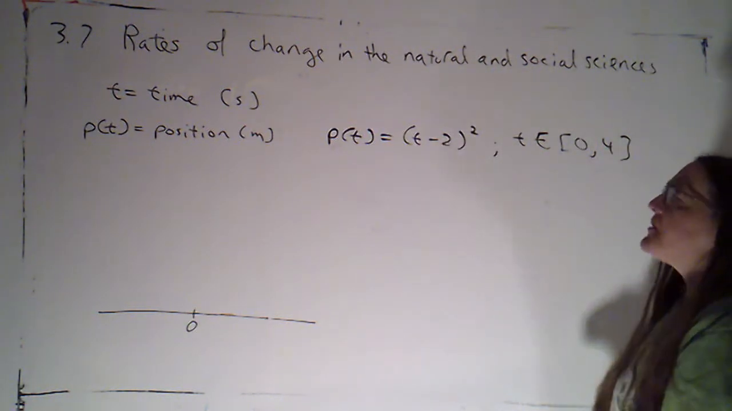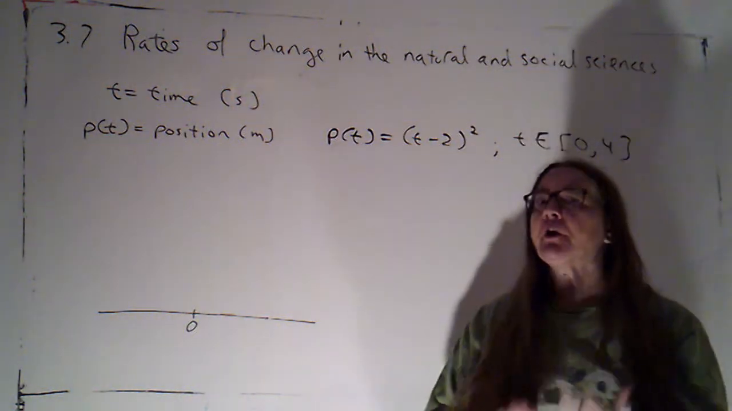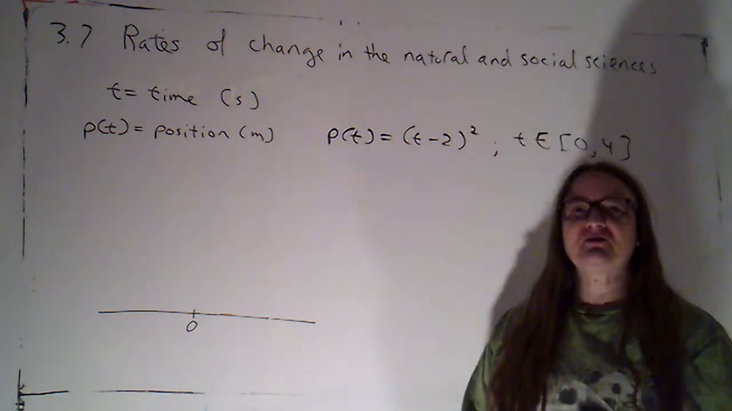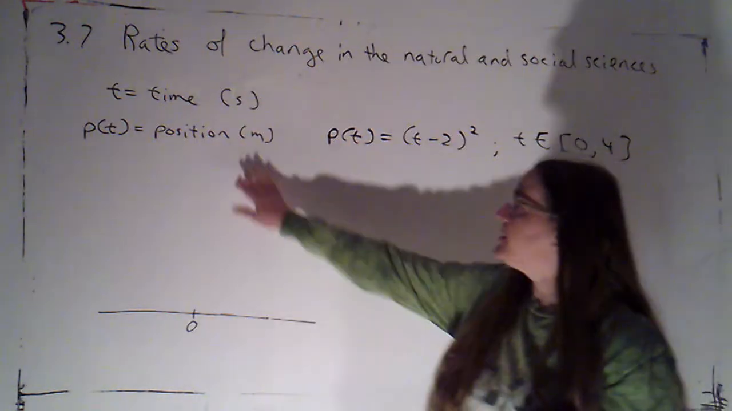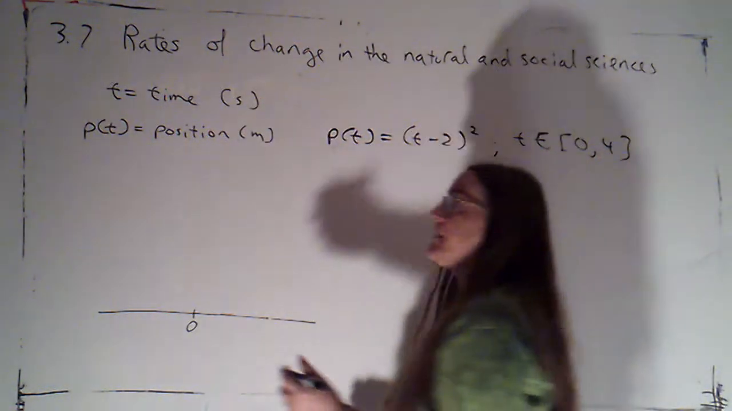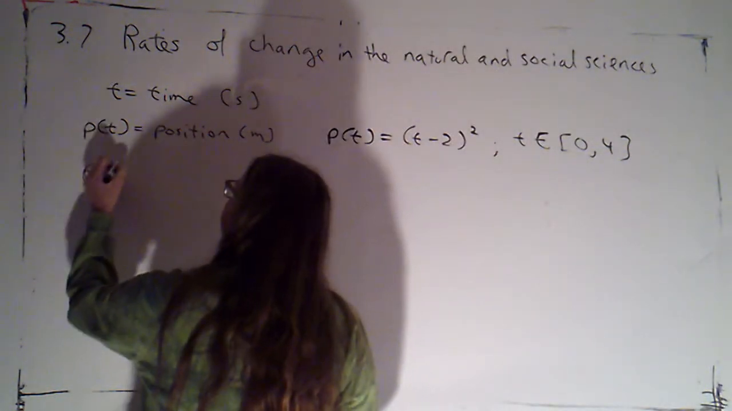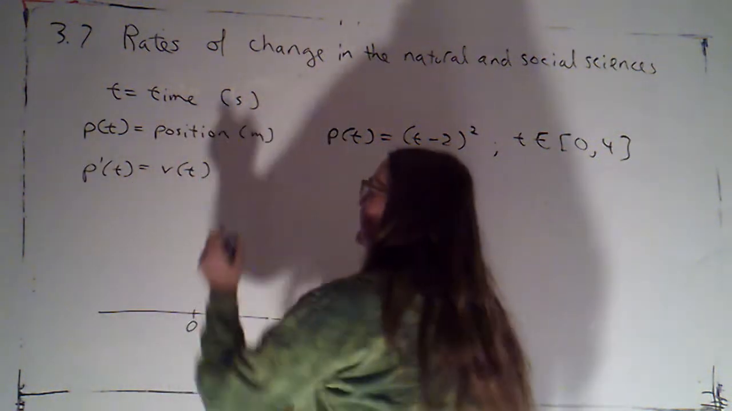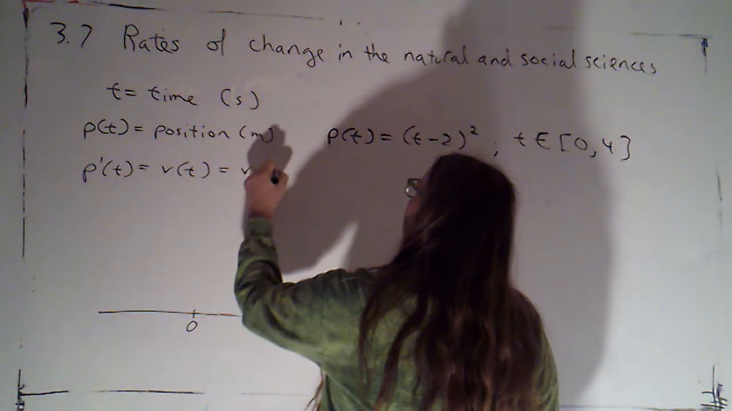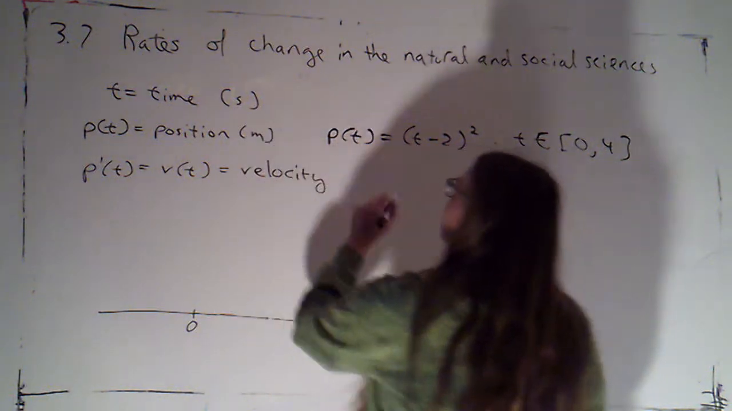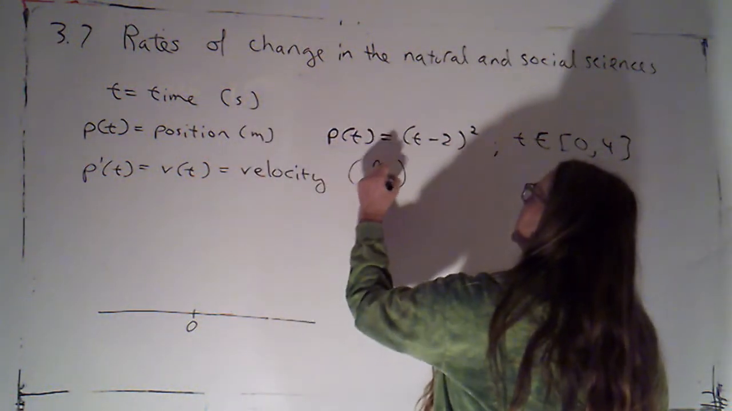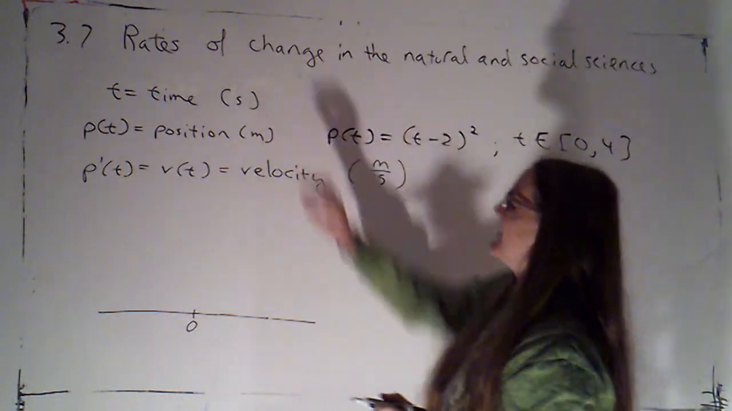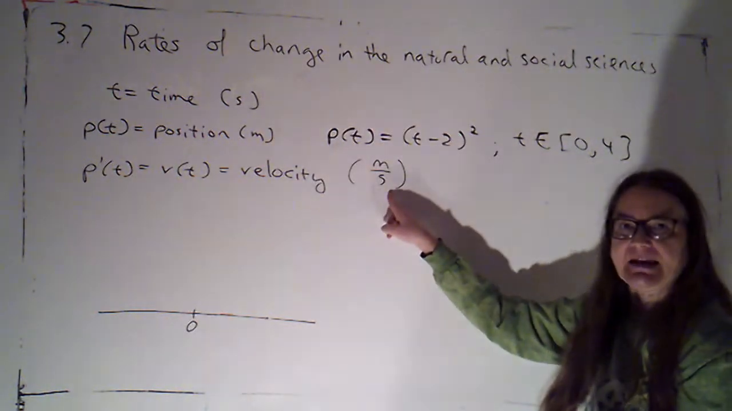Okay, so there are actually 4 functions that can describe this particle. The position function is one of them. We know that if we take the first derivative of position, we could call that the velocity. So I'm going to call that v of t, that's the velocity. And the units there would just be the fraction of these units, meters per second.